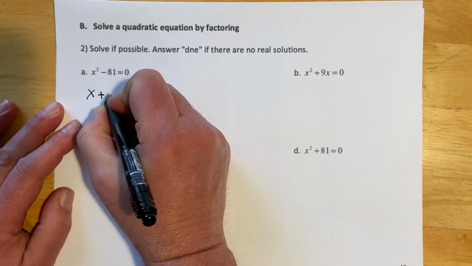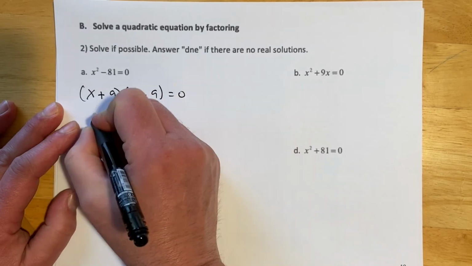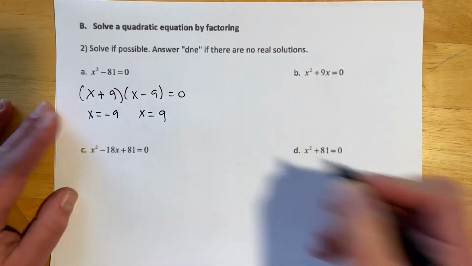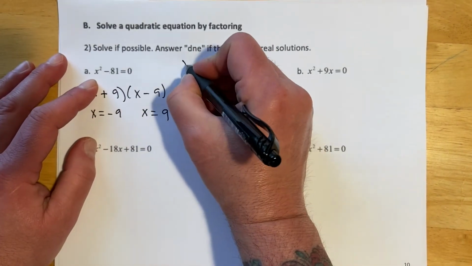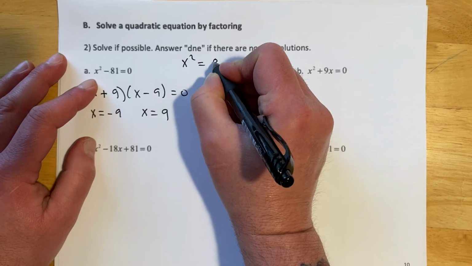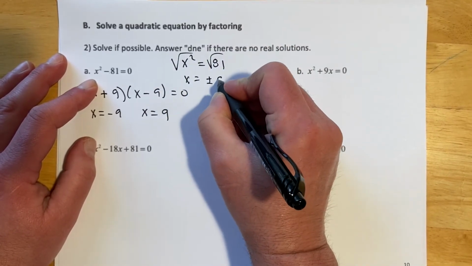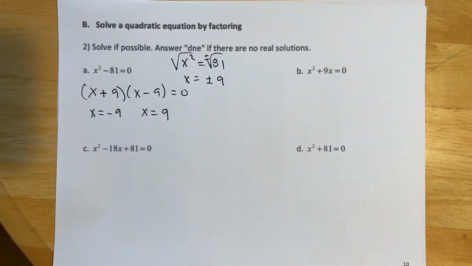So that would factor to x plus 9, x minus 9 equals 0, and we get x equals negative 9 or x equals positive 9. So that's our basic difference of squares. We could have also solved this the way that we did in the last section. We bring the 81 over and root both sides. x equals plus or minus 9. So same two solutions, two ways of getting there.